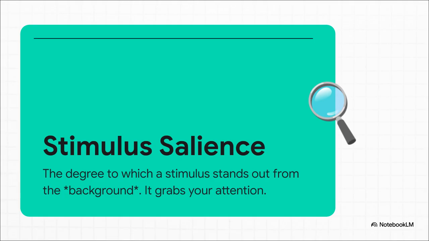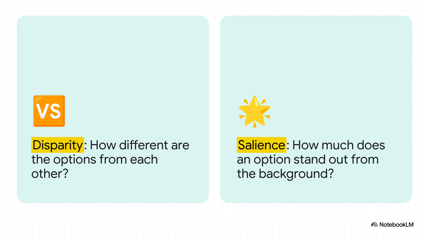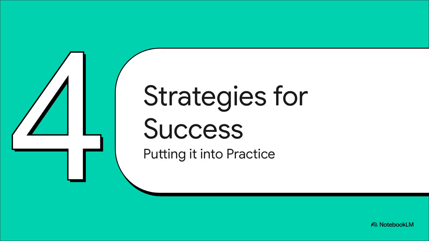All right, so our second variable is salience. Now, this isn't about how different the items are from each other. This is about how much the correct choice pops from everything else around it. A bright flashing neon sign on a dark street is highly salient. It just screams, "Look at me!" So here's the key distinction, the big takeaway. Disparity is a comparison between the different options. Salience is about how much one option stands out from the entire background. Understanding both of these lets you design learning situations so much more effectively. It's a game changer.